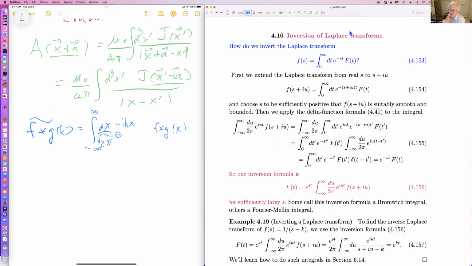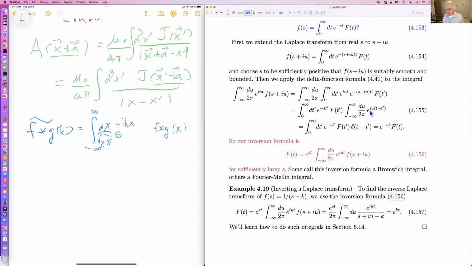The inversion of a Laplace transform, well, you can invert them, and the way you do that is you use, once again, Dirac's delta function. So how do you do that? Well, you first of all notice that you extend it to a complex argument, and then what you do is you integrate over that imaginary part du, and you do it at a value of s that's sufficiently far out that this is going to converge.